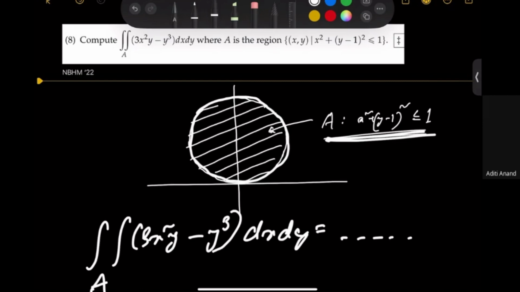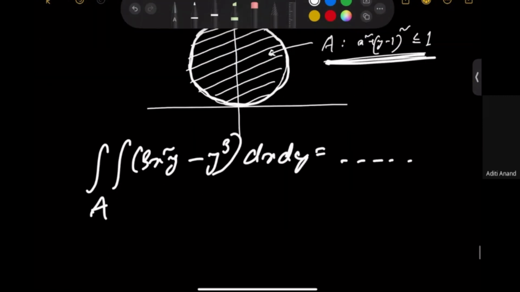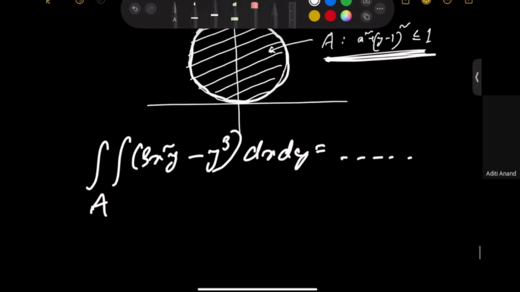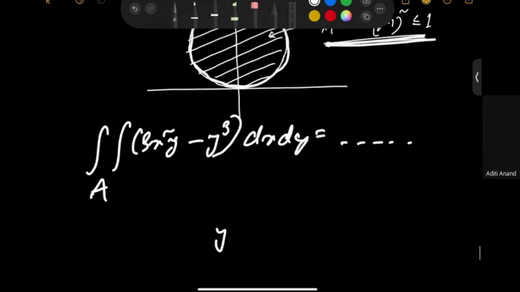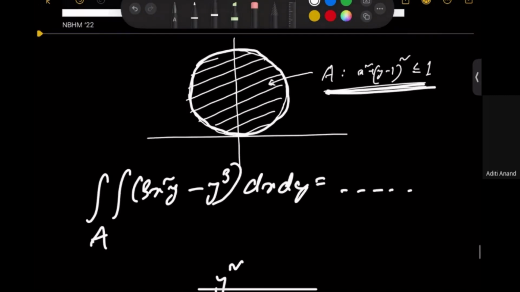So we can do this in polar coordinates. Exactly. Tell me how you would substitute. First I'll take y square common from this, and then substitute it by r. You would take y square common. Look at the region first. If you look at the region, you'll get some clue about how you would like to substitute.